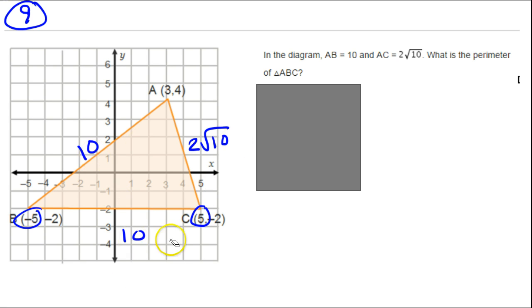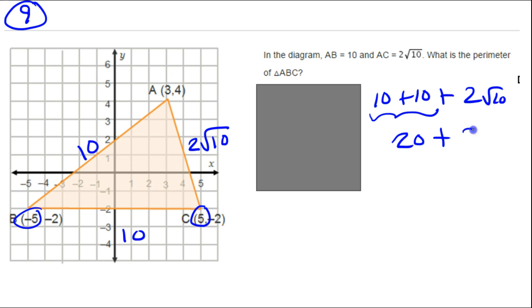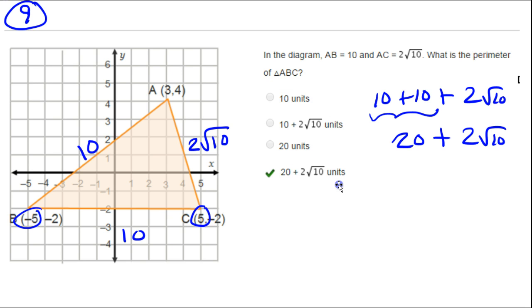Anyway, so we have all three sides, so that means that the perimeter, if I add these all up, 10 plus 10 plus 2 radical 10. I can really only do anything with these, so that's 20 plus 2 radical 10. So that should be the answer. Okay, and there you go.